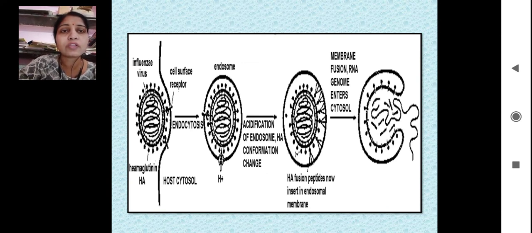Firstly, the influenza viruses enter the endosome through endocytosis. Then, with the acidification of the endosome, there are conformational changes in the hemagglutinin, and through that the M2 ion channels get activated. Acidic conditions develop again, and the interaction between the M1 protein and the viral ribonucleoprotein is disrupted, due to which there is the release of the viral ribonucleoprotein within the cytoplasm.